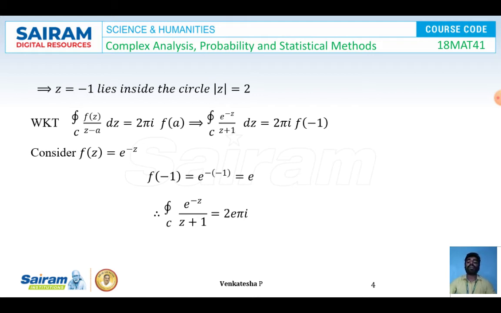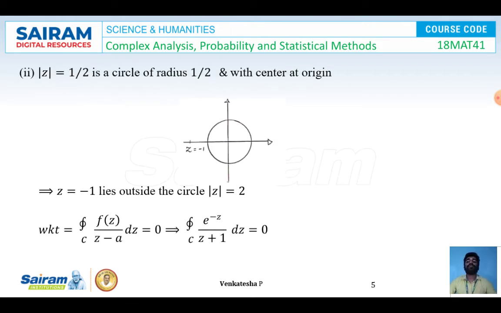To find that, take the function f(z) = e^(-z). In this function, replace z with -1. I get f(-1) = e^(-(-1)), which is e. So I got the integral of e^(-z)/(z+1) dz is equal to 2πe i.